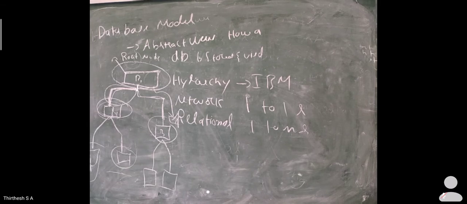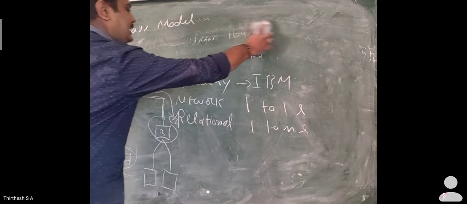So if you have one-to-one or one-to-many links between records, what we call them is a record type. So this is about the hierarchical model. The next model is the network model. So what is the hierarchical model?